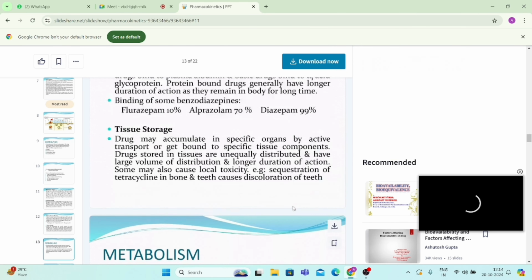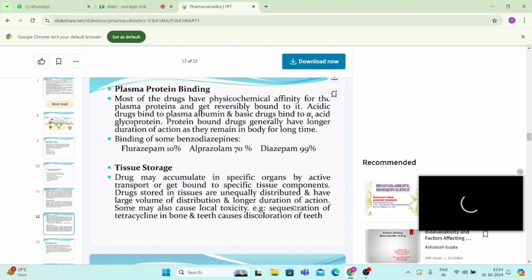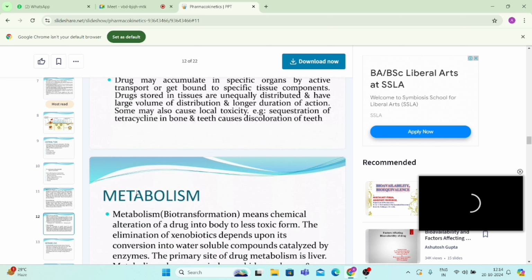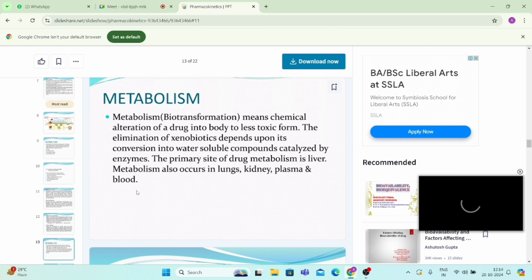So this is about distribution. Is distribution the same for all the drugs? No, they are not the same. Now next we have metabolism.